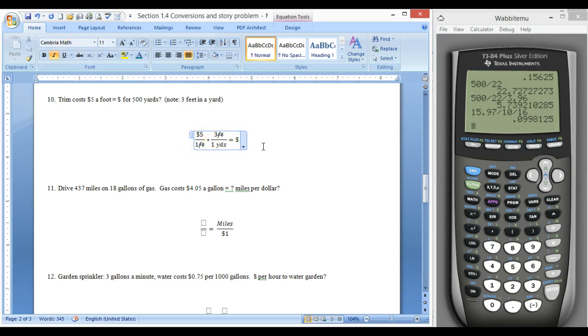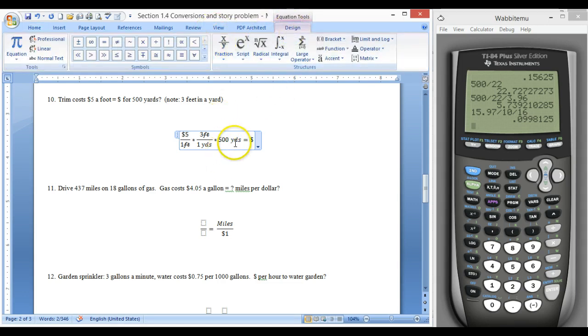Okay, so now I have dollars. I have dollars over yards, but that was only 1 yard, and I needed 500. So I'm going to multiply this one more time by 500 yards. And since I didn't put that into a fraction, I can automatically assume that that's a numerator, or if you would like to, you can go up here and put it in a fraction.